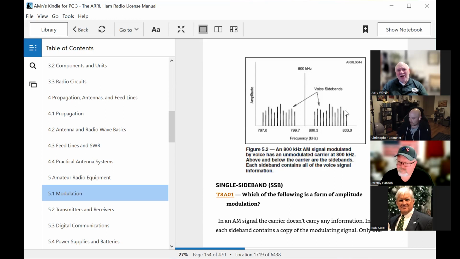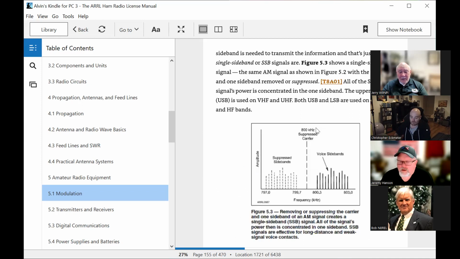We're using something a little more sophisticated than coils and capacitors on this, and actually filter out either the upper sideband or the lower sideband. And when you have one sideband, all the information is concentrated in that, all your power is concentrated in that, and it's quite a bit more efficient. And it takes up a lot less space because you don't have this voice sideband and you don't have the carrier. Okay, that's what they did here.